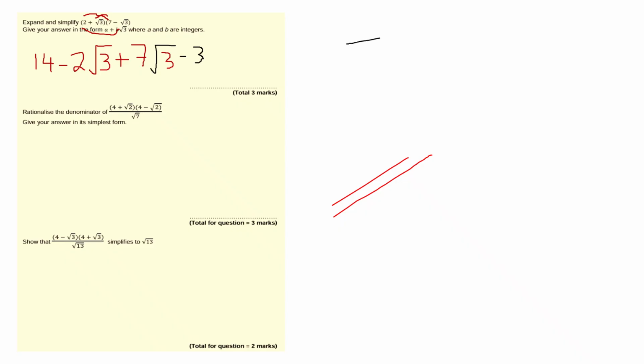So remember, if I've got root a times root a, that just simplifies to a, because essentially I've got root a all squared, and the square root and square end up cancelling each other out. So root a times root a is just a.